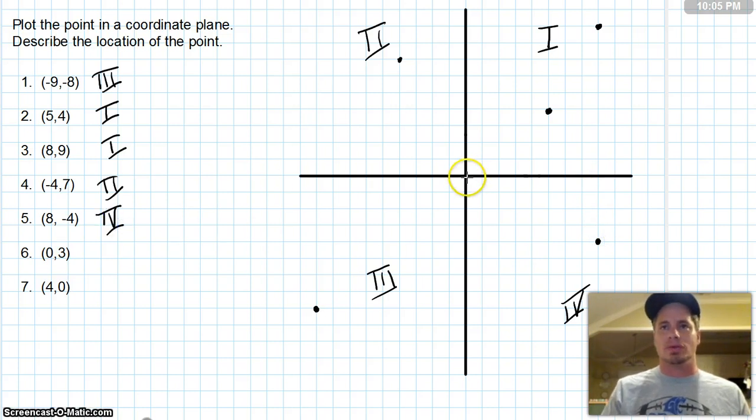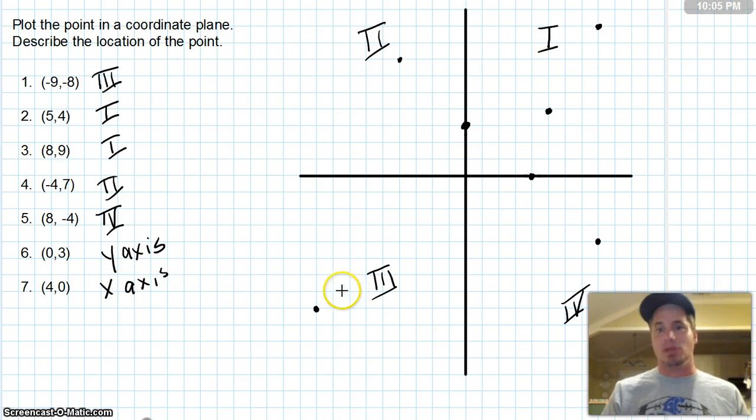Then (0, 3). Well, 0 on the x-axis just stays right there in the center. 3 goes up. 1, 2, 3. Point there. That's not in any quadrant. It's actually on the y-axis. So that's how we'll describe the location of that point. Then we have (4, 0). 1, 2, 3, 4. That is on the x-axis. So we would put x-axis here. No quadrants for those two. Okay, that's plotting the point and describing the location of the point.